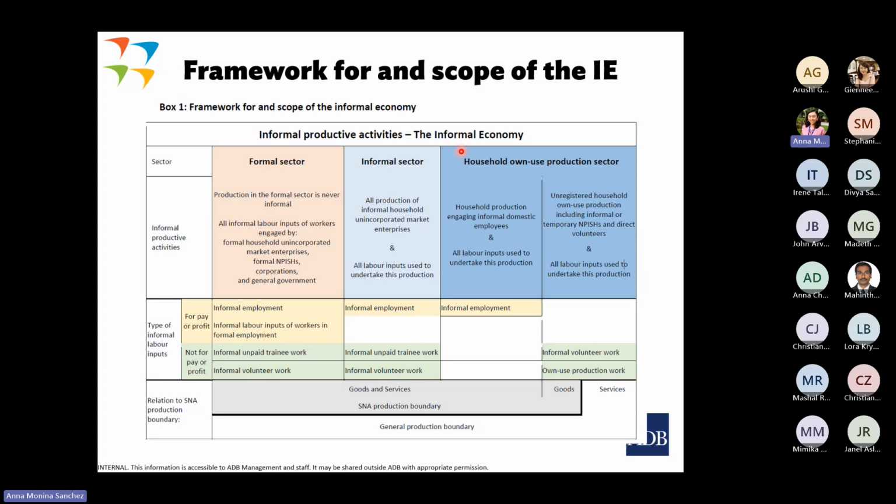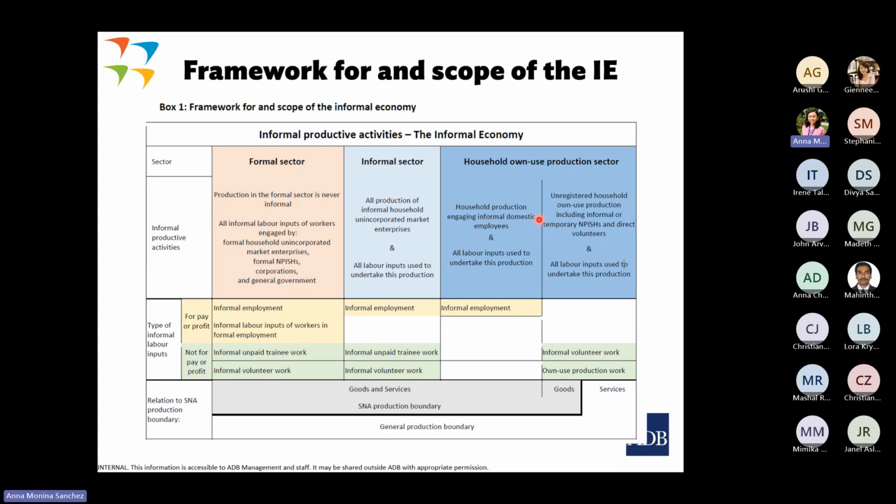As for the informal sector, your productive activities would comprise the production of informal household unincorporated market enterprises and all labor inputs used to undertake this production. Of course, all labor inputs would be informal here. Okay, so in this framework, there are no formal labor inputs included because we're only concerned with looking at the types of informal labor inputs included.